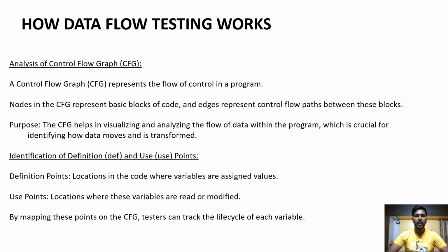The next point is identification of definition and use points. Definition points are locations in the code where variables are assigned values. Use points are locations where these variables are read or modified. By mapping these points on the CFG, testers can track the life cycle of each variable.